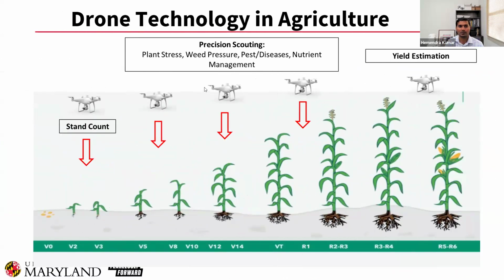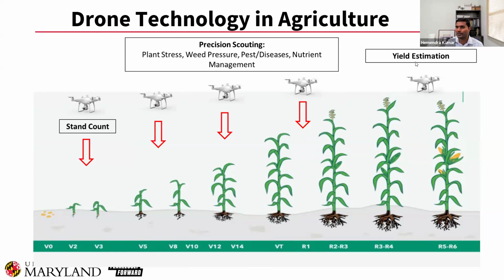So first thing, stand counts, right? The stand counts you can do at the V2, V3 stage of corn. What you do, you fly your drone, collect the drone imagery, put it into different AI-based software, which will tell you how many plants you have in this field. You can do different operations like precision scouting after emergence, before the crop yield estimation. You can do different analysis that will tell you weed pressure, plant stress, and everything. Ultimately, before you harvest, you can also do the yield estimation.